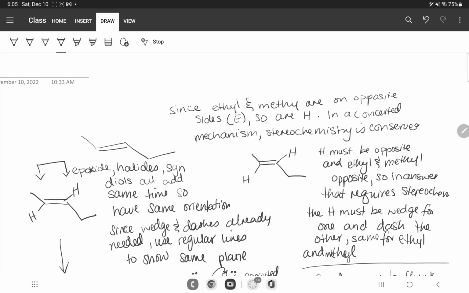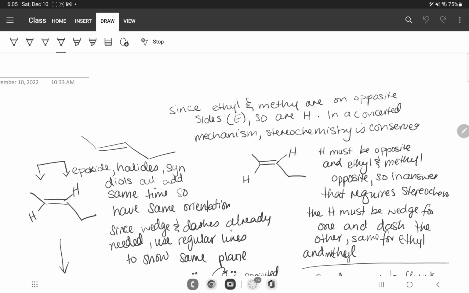So for instance, if you did epoxidation, halogenation, halohydrins, syn diols, anything that adds at the same time, hydrogenation, all of those things are going to lead you to keeping the ethyl and the methyl on the same side. When you have stepwise mechanisms, they can end up in different locations, because if you had a carbocation, the molecule can change its position a little bit and things could rearrange, and all sorts of things can happen.